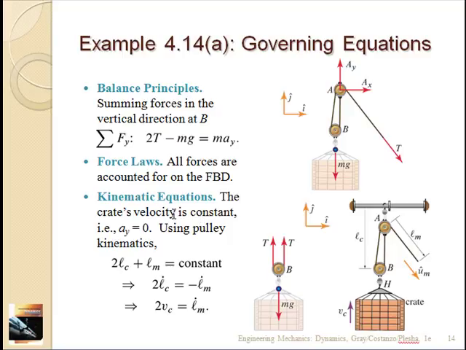Okay, we can also look at the kinematics. We can call this LC and this LM, and if we cut this at some point, we assume that doesn't stretch, so that's a constant. So 2LC plus LM is a constant, so we differentiate that. 2LC dot is minus LM dot, so twice the velocity of the crate is the velocity of a point on this rope, or the time rate of change of this.